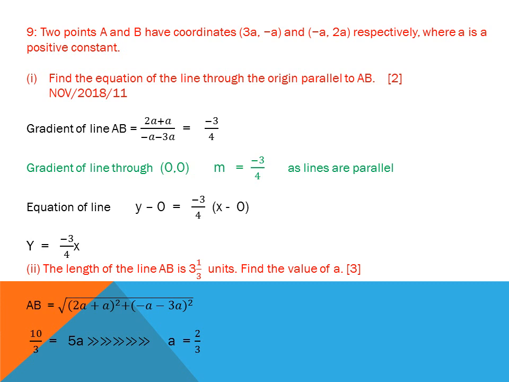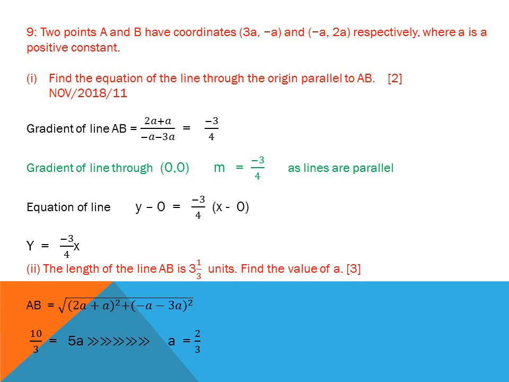In question number 9, two points A and B have given coordinates, where a is a positive constant. Find the equation of the line through the origin parallel to AB. It means the equation is passing through the origin, so the point is 0, 0. At the origin, the x coordinate should be 0 and the y coordinate also 0. It means we only need to find the gradient of AB. The gradient of AB is the gradient of the required line.